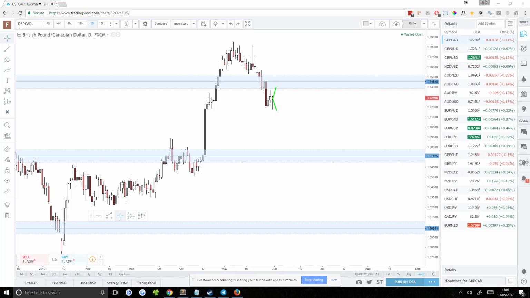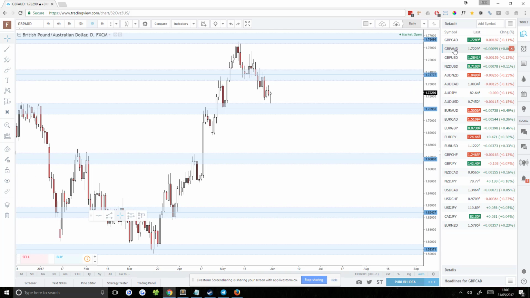So we got pretty much the same setup today on GBPCAD. It hasn't really changed since yesterday. Same sort of thing happening. It's taking a while to develop. But basically, we've got a bearish trend that's broken below this support resistance area. And now we're looking for it to come back up here for a potential continuation reversal. So I'm going to be keeping a close eye on GBPCAD still.